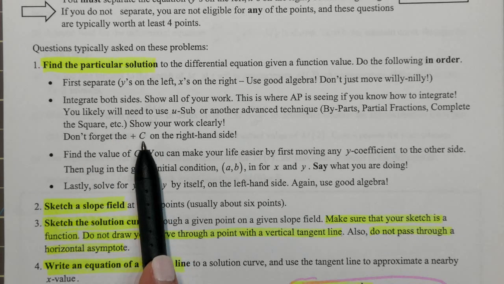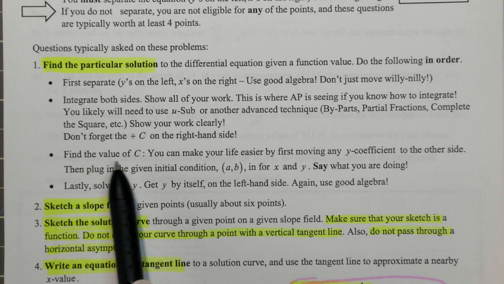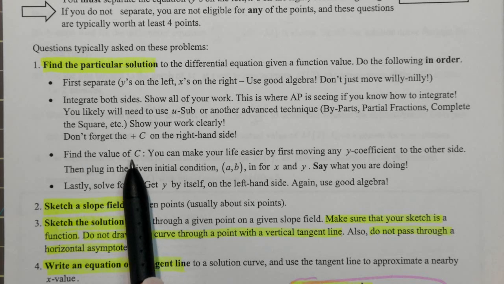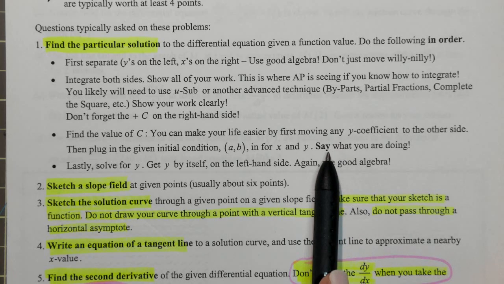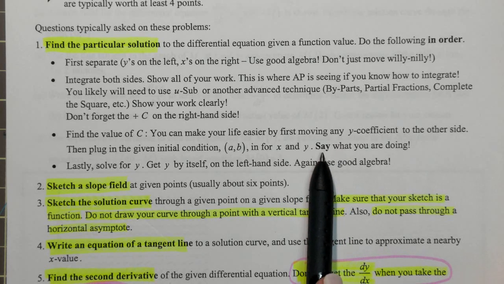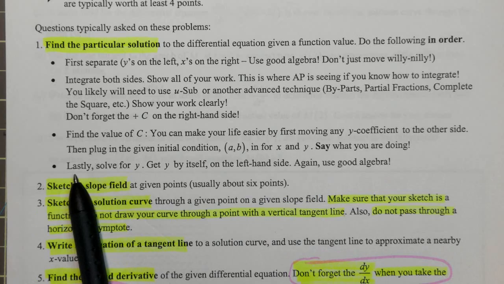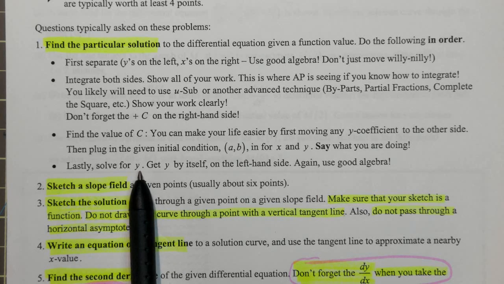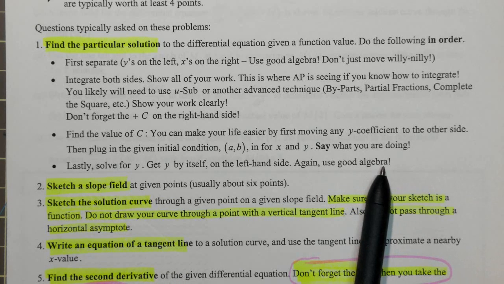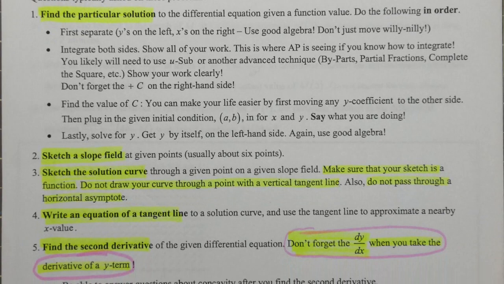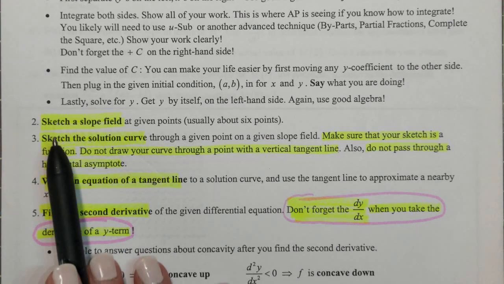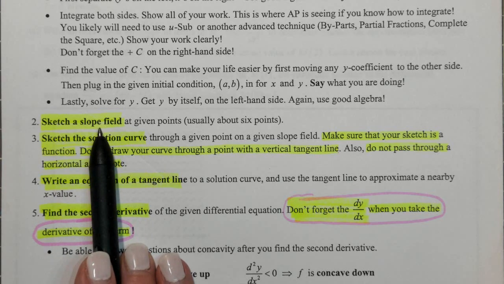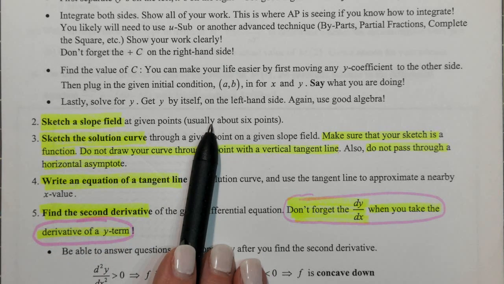Don't forget the plus C. Find the value of C using the initial condition that's given to you. Be sure to communicate what you're doing every step of the way. Lastly, get y by itself using good algebra. Another thing that you'll be asked to do maybe is sketching a slope field, usually about 6 points.